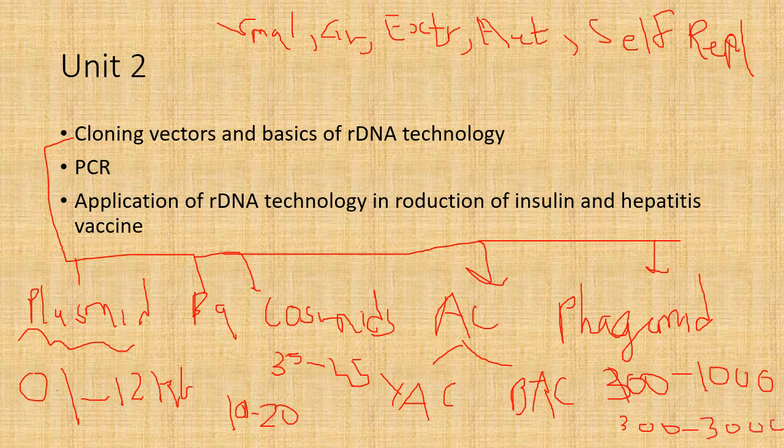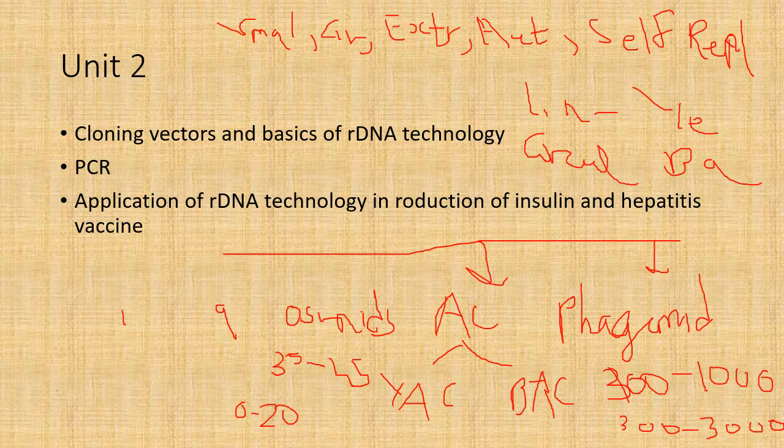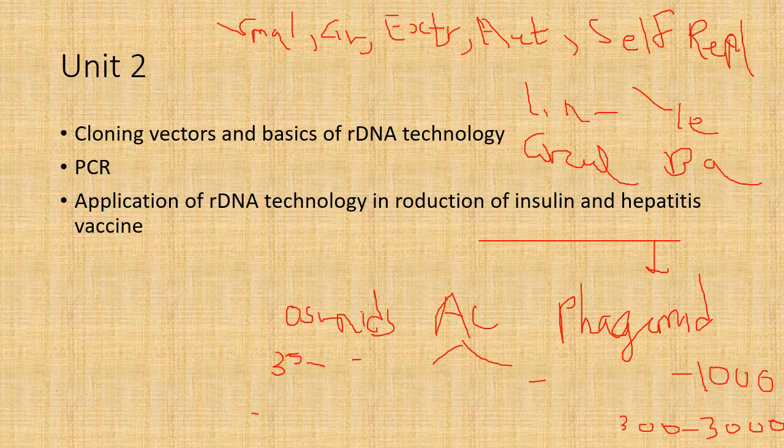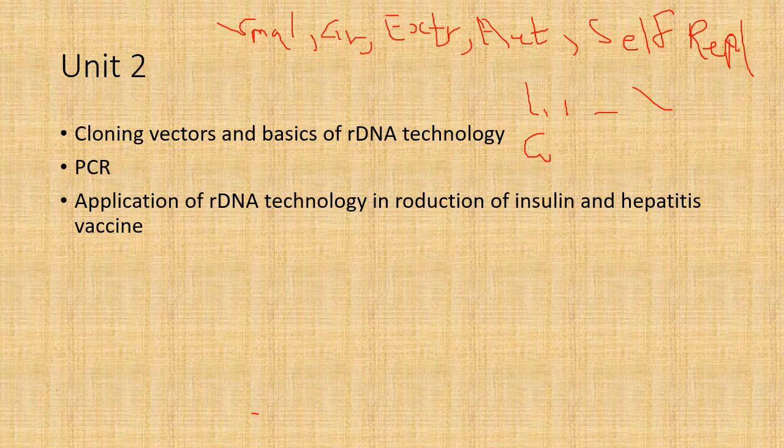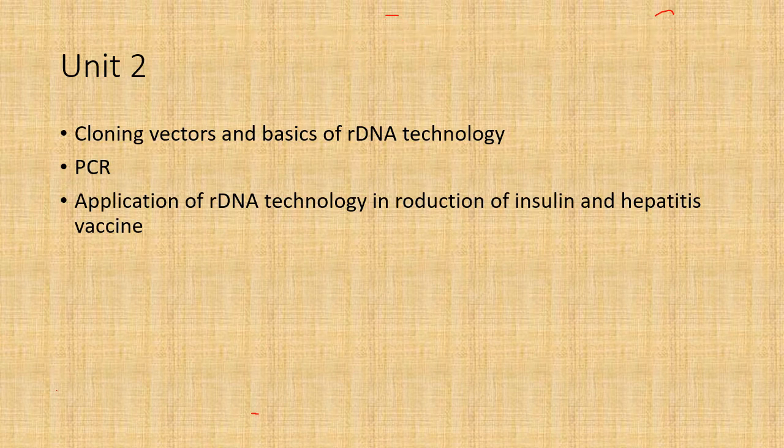So that is the reason they can replicate in different host cells, and they are linear when in yeast. But whenever they are in bacteria, obviously they'll be circular, because they have to be circular extrachromosomal DNA. So these are a few of the types of cloning vectors and the basics of rDNA technology. This unit is compulsory and may include 15 marks of your entire paper, excluding your extra questions. This unit is very important and essential to be studied.